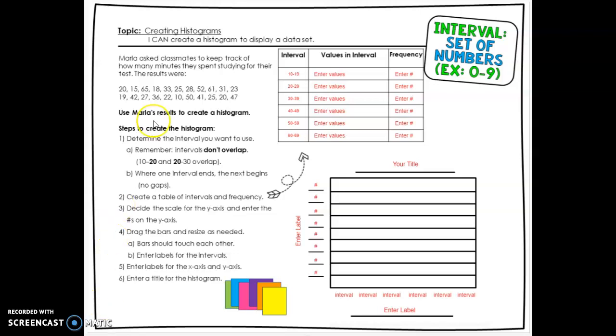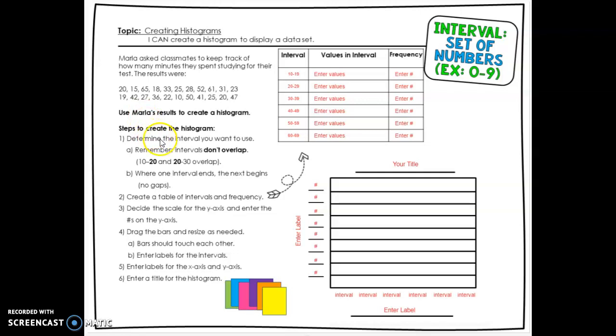So let's look at what we're going to be graphing. Marla asked classmates to keep track of how many minutes they spent studying for their test. These are the results. So we have all of these numbers, and we want to make a histogram out of them.